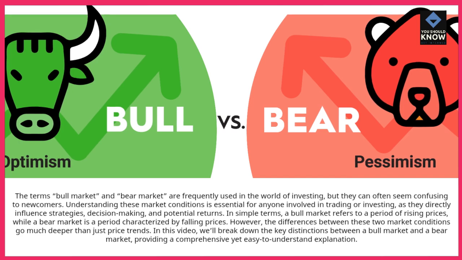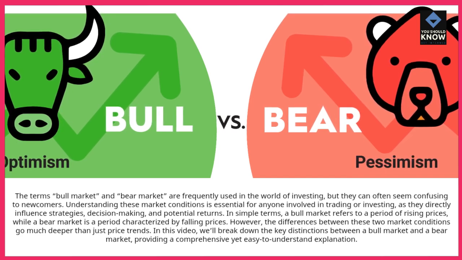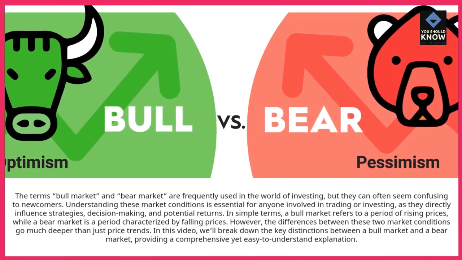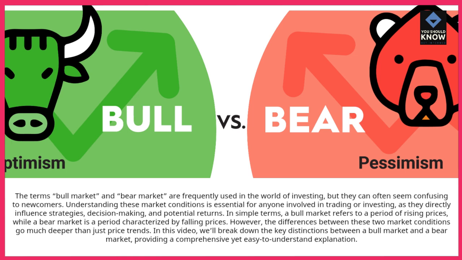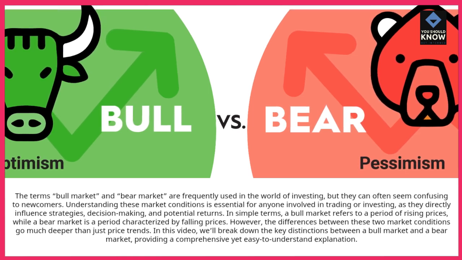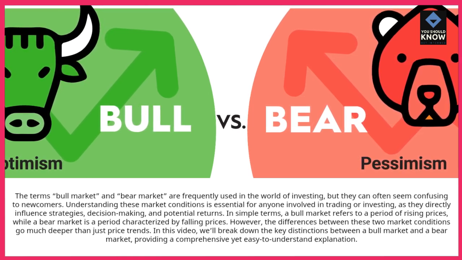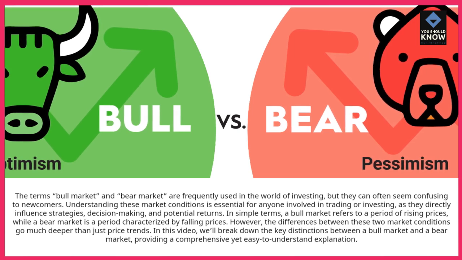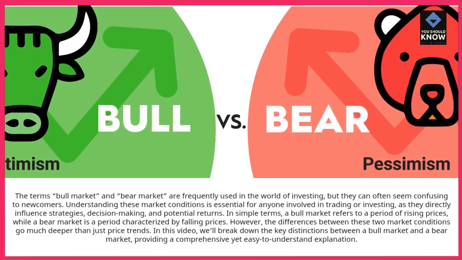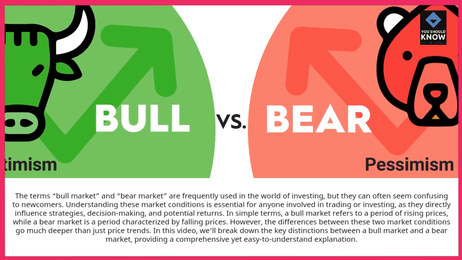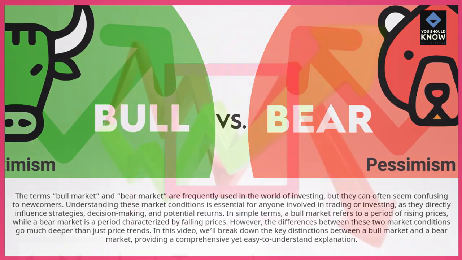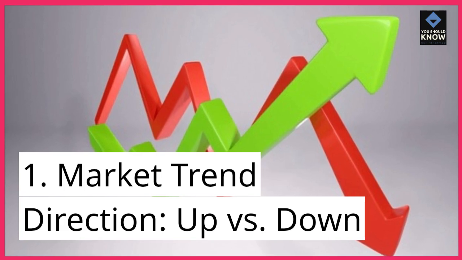In simple terms, a bull market refers to a period of rising prices, while a bear market is a period characterized by falling prices. However, the differences between these two market conditions go much deeper than just price trends. In this video, we'll break down the key distinctions between a bull market and a bear market, providing a comprehensive yet easy-to-understand explanation.